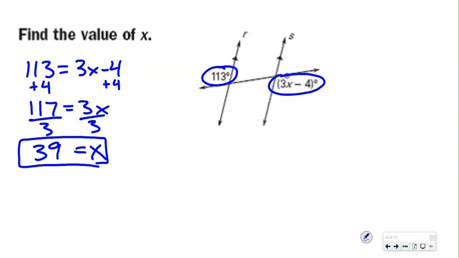Make sure you pay attention. Is it asking for the value of x, or is it asking for the measure of the angle? If we needed to know the measure of the angle, then we need to plug back in. Obviously, it would be 113 because we know that they're congruent. But if it's not as obvious as that, make sure you're paying attention to what the question asks. Are you solving for x, or are you solving for the angle?